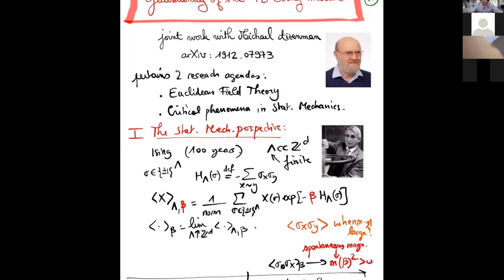And the property in the ordered phase is that this quantity is strictly positive. Okay, this quantity will come back in the next slide.